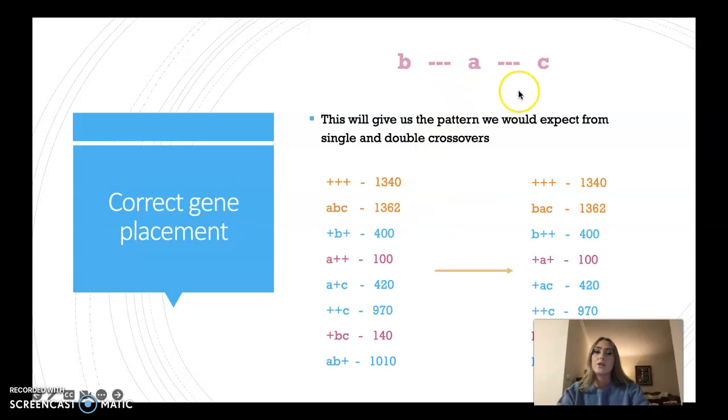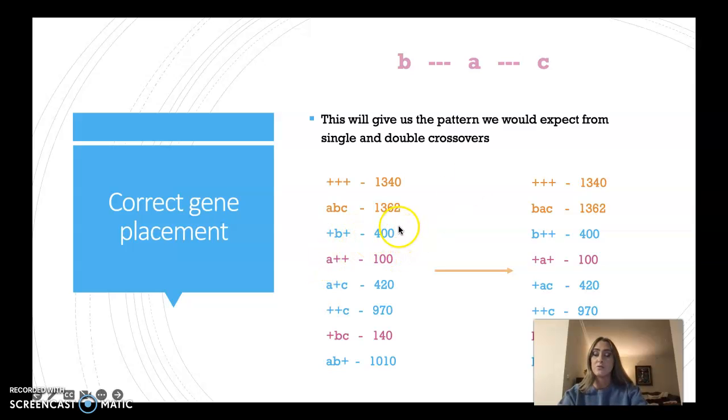So now we have to look at the correct order of the genes. So of course, again, before we saw in our single crossovers, some of them look like double crossovers, but they are in fact single crossovers. So we'll start with our correct order of genes. We see BAC as opposed to ABC.